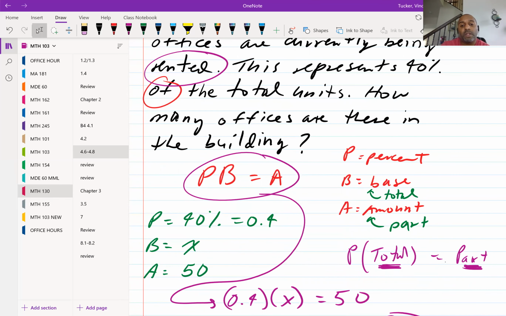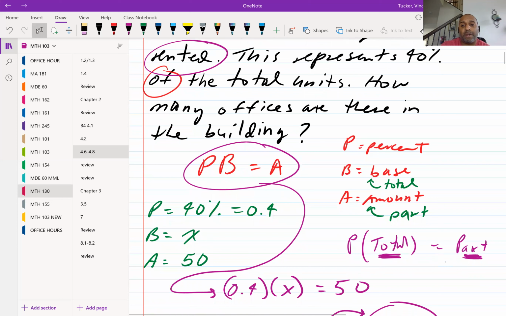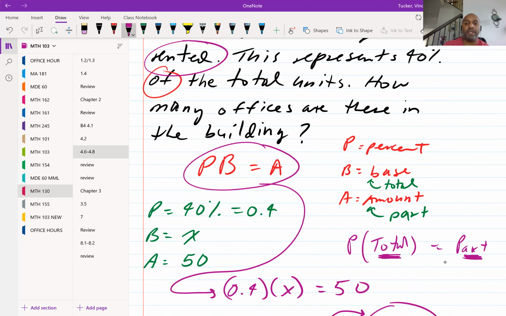Okay. So if we're talking about how we would set it up, like I just mentioned, PBA, P times B is equal to A. Take your percentage, which is 0.4, times your base, which is X. We didn't know the total amount of units. That's equal to the part or the amount, which is 50. The part we didn't know was the total number of offices.